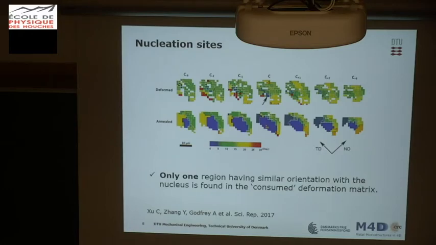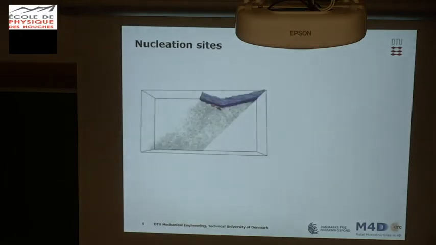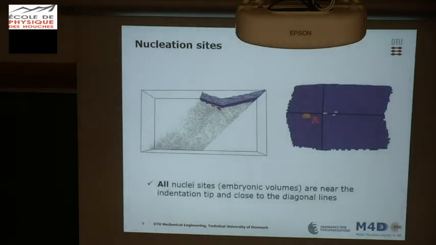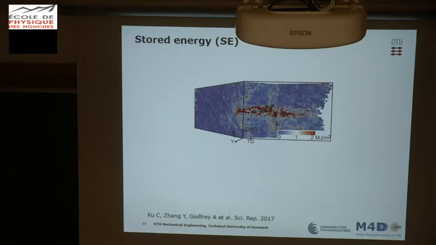And in that way, we can quantify all the nucleation sites. What we found is that most of the nuclei are born within 2-3 voxels, and they are aligned close to the indentation diagonal lines. Since we have the orientation before we anneal it, we can analyze the deformed microstructure in detail.